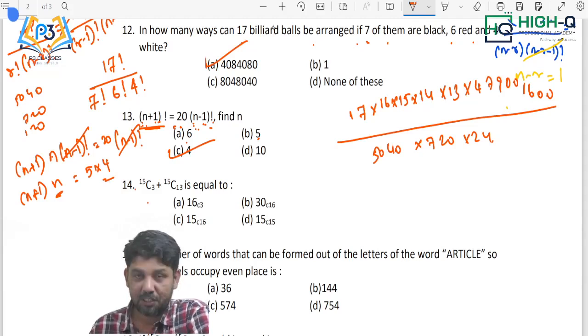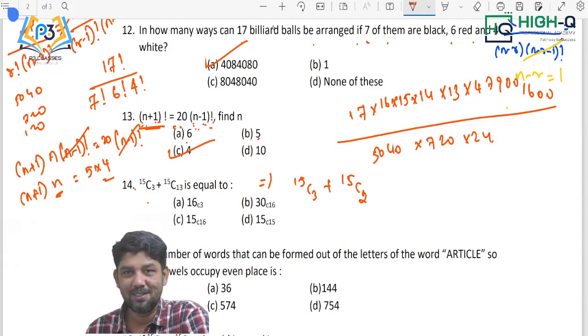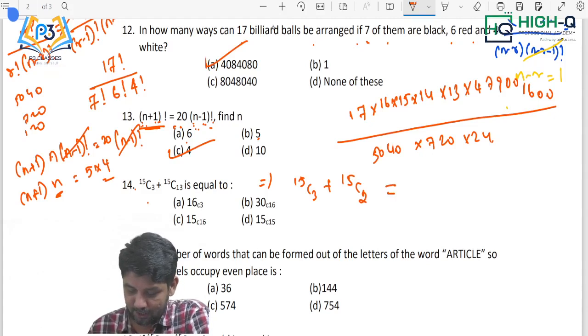15C3 plus 15C13. I have to find out such a lengthy sum. Is it 15C3 plus 15C2? You know, nCr is equal to nC(n−r), the same logic only. So what is 15C3 plus 15C2? Simply you can write 16C3. Answer is over.